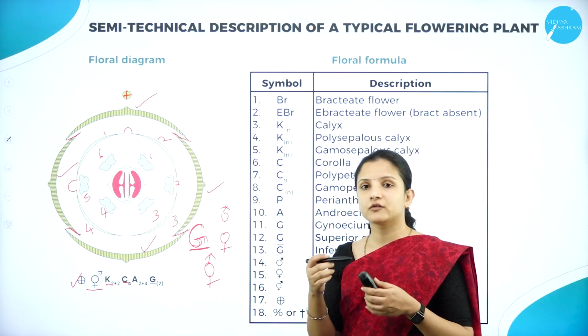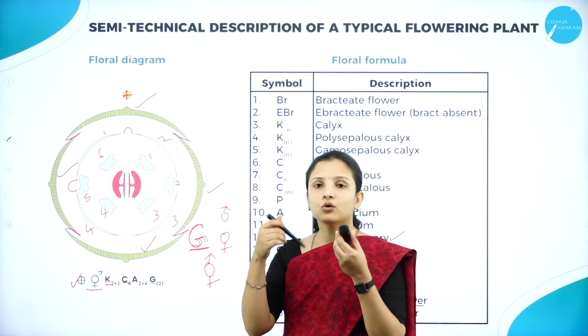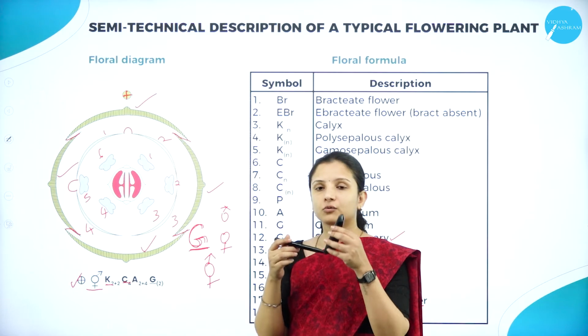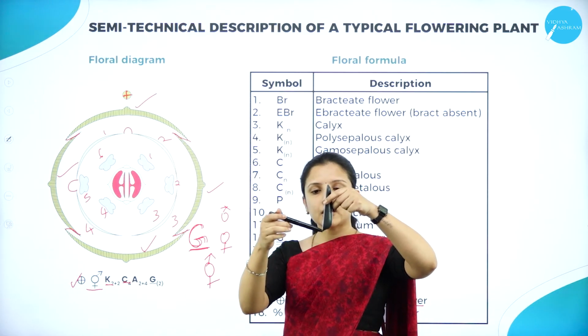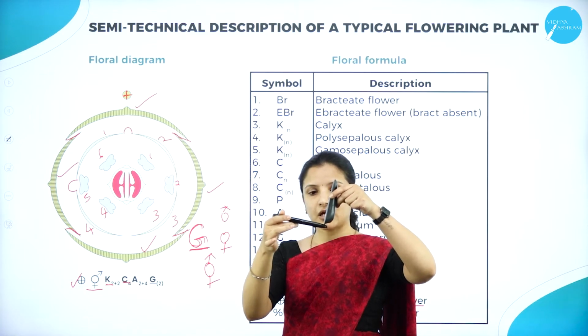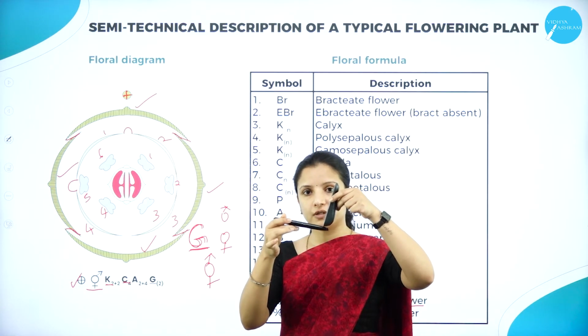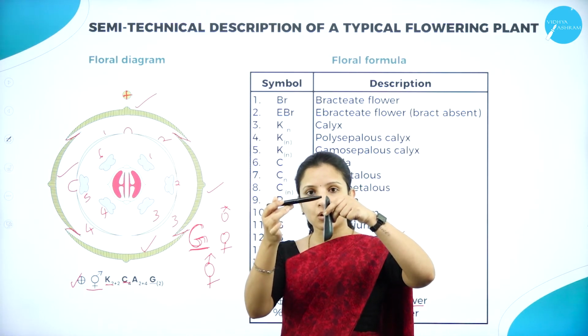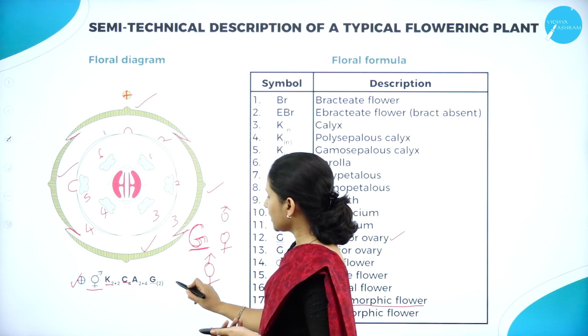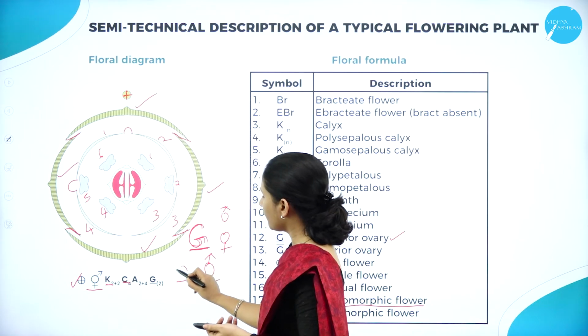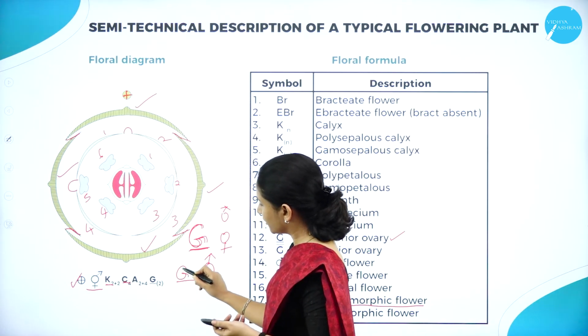Again, in the gynoecium, you have to see whether the ovary is superior or not. If the ovary is superior, it means the ovary will be here and all the other parts of the flower will arise from the base of the ovary. So, the ovary will be at the top position. The ovary is superior, so we are putting a line here and drawing the ovary at the top, meaning it is superior to this one.